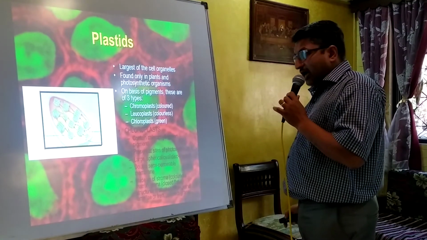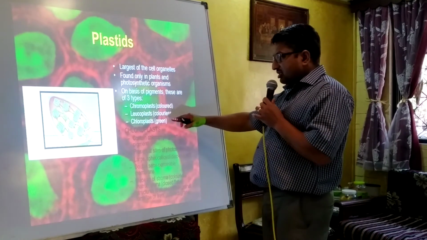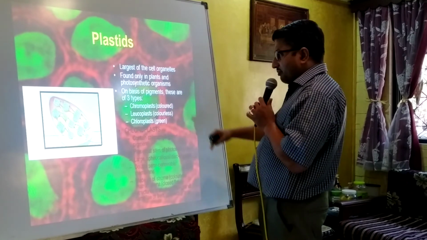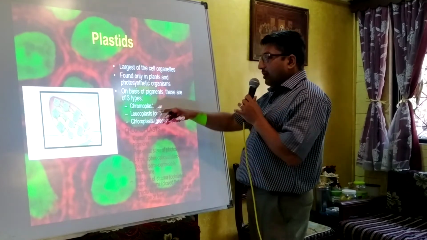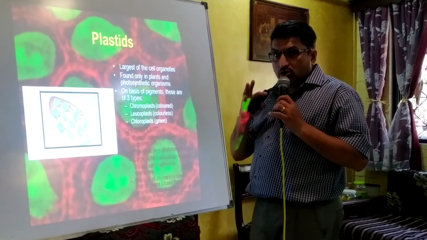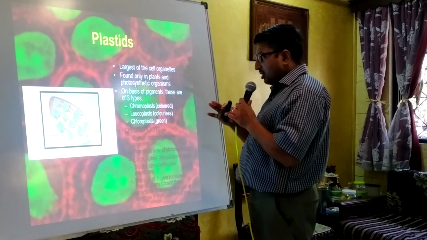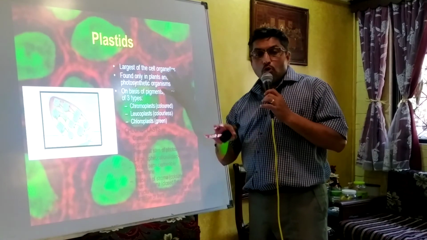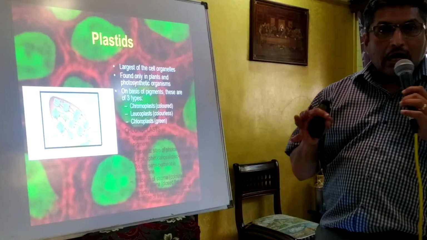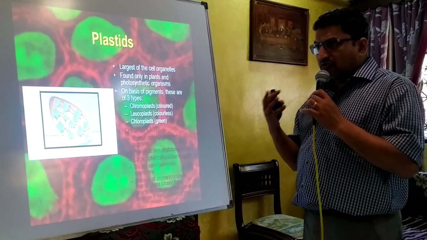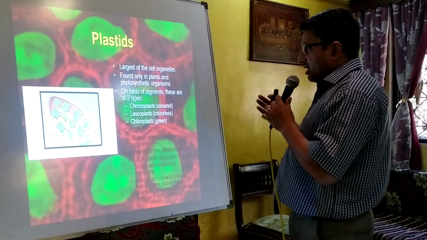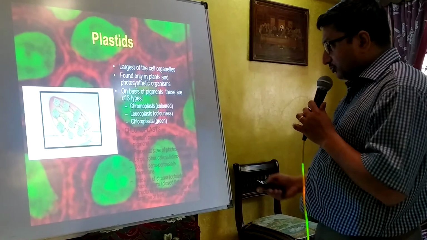We have already discussed chloroplast. It's responsible for photosynthesis. Then we have the leucoplast, which is a colorless plastid for storing different substances. And lastly, chromoplast. Chromoplast is concerned with color. The flowers, the fruits, the different colors in the plant kingdom are due to the presence of chromoplast.